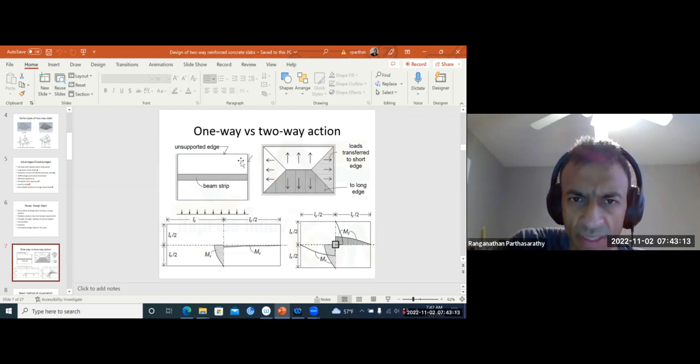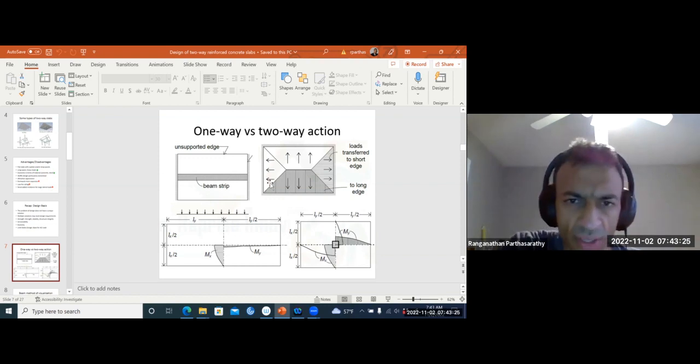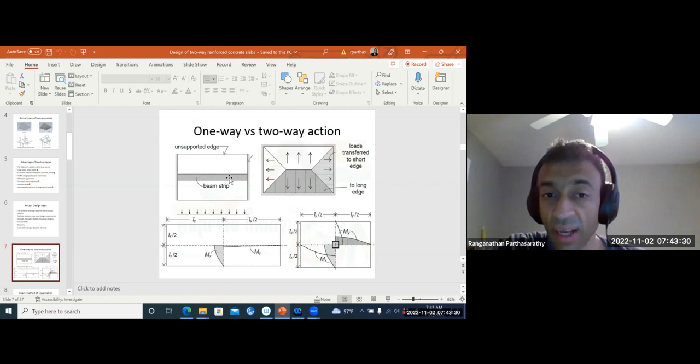Unsupported. If one of the edges is unsupported and the perpendicular edge is supported, then there is only one direction in which the bending will take place, that is along the longitudinal direction. Then this has to be one way.